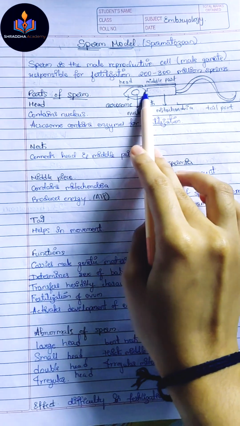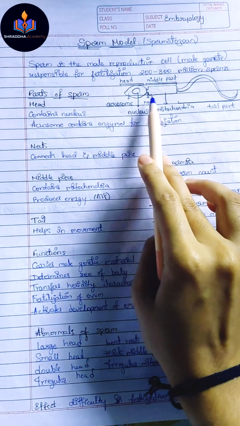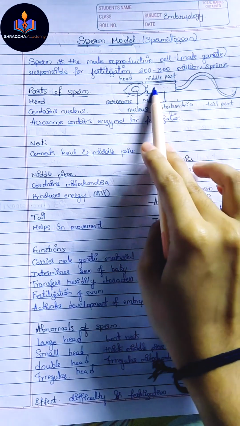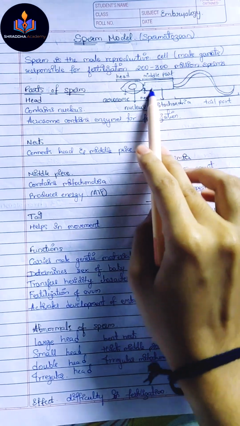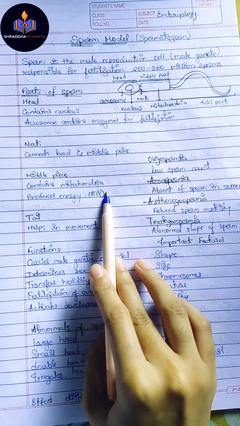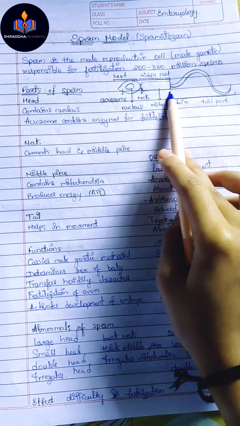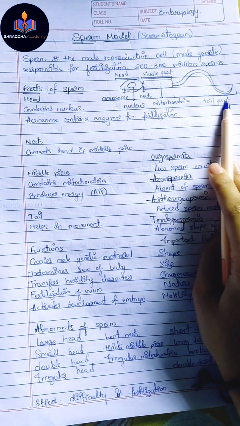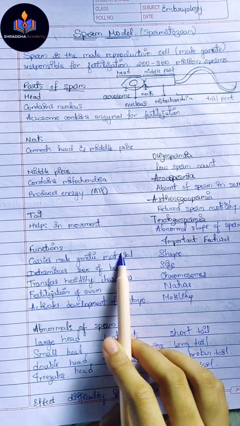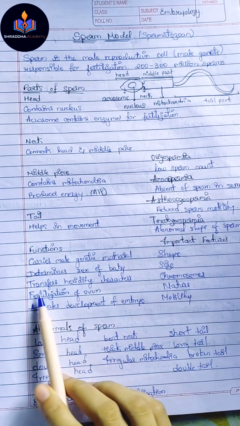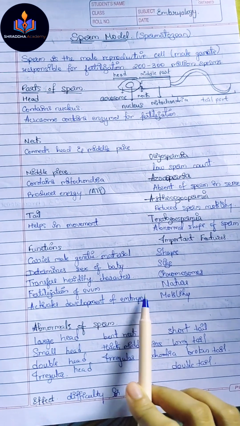The head contains the nucleus and the acrosome contains the enzymes. The neck is the connection between the head and the middle piece, which is also known as the body. Then the middle piece contains the mitochondria, which produce energy. Obviously, mitochondria always produce energy in the form of ATP. Then the tail helps for movement. Okay. Then the functions of this sperm are: carries male genetic material, determines sex of the baby, transfers hereditary characters, fertilization of the ovum, activates development of the embryo.